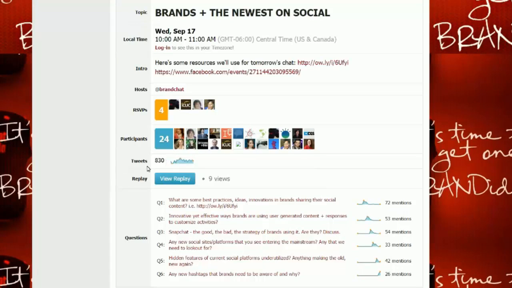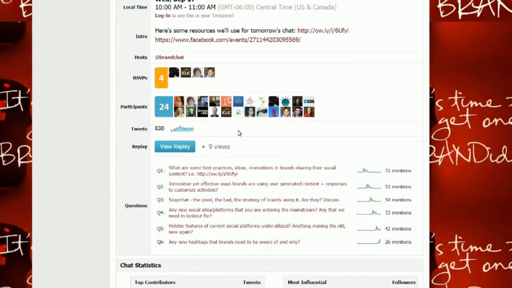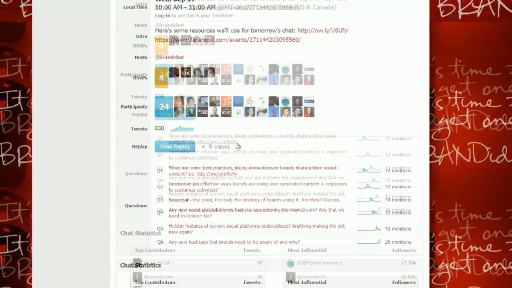Now, you can also see how many tweets happen during the chat, which is great. It gives you a chance, as a chat moderator, to measure the interest in that topic and the excitement around that topic, because you need both to be able to grow and develop your chat. Then you can also view the replay.